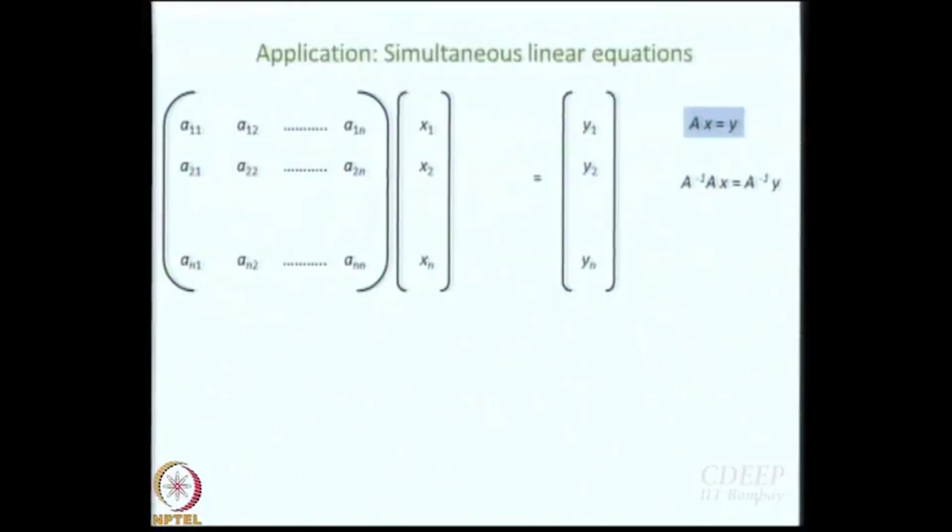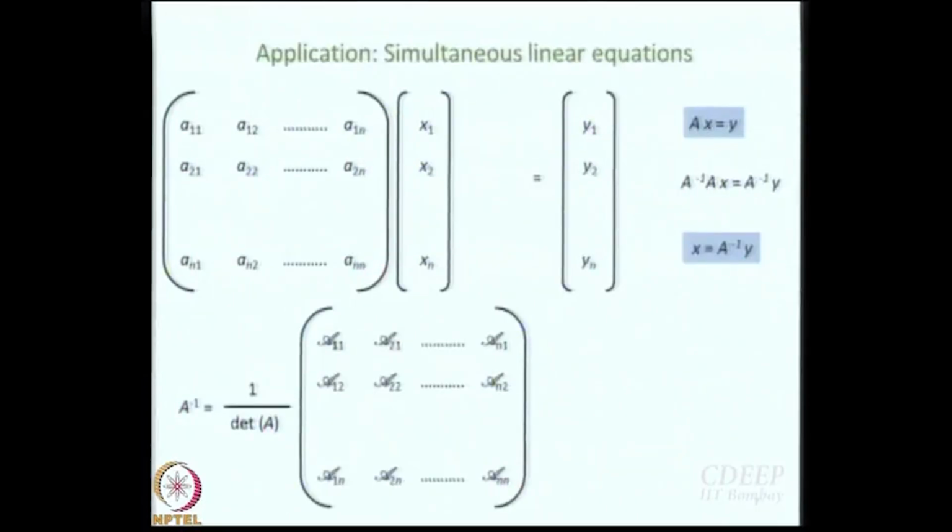Fine. So, now Ax equal to y, if you left multiply both sides by A inverse, what will happen? On the left hand side you will get E, the unit matrix, and you get x equal to A inverse y. That is how you work it out, and we already know what A inverse is.